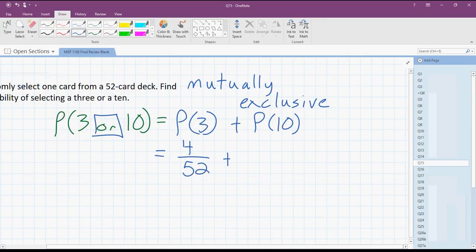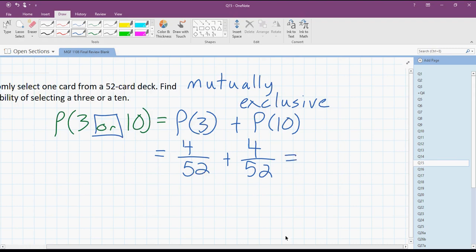Because there are 4 3s out of 52 cards. How many 10s are there? 4 out of 52. And then you just go to your calculator and you let it do the fractions. You put in your first fraction, 4 over 52, plus your second fraction, 4 out of 52, and then get your answer. Yes, you can reduce these before you do it, but just put it in the way it is and then let the calculator reduce it all in the end for you.